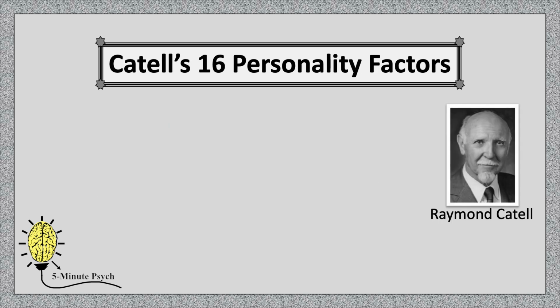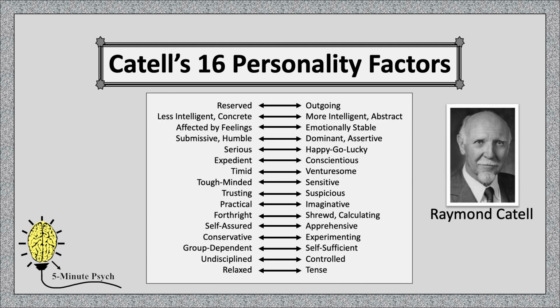Raymond Cattell thought that having only 3 bipolar factors was too skinny for a comprehensive theory of personality, and he argued that there are instead 16 independent bipolar factors that are needed to adequately describe anyone's personality. Some examples of the factors he came up with include serious versus happy-go-lucky, timid versus venturesome, and relaxed versus tense. As you can imagine, some believe that with 16 bipolar factors, there's likely some overlap between factors, and that Cattell's theory could have been more parsimonious.